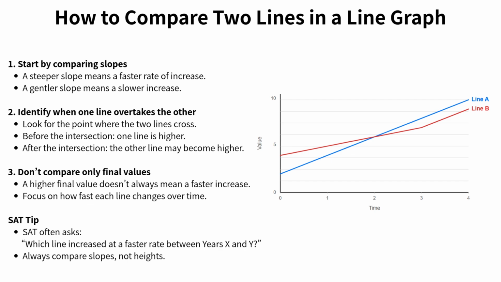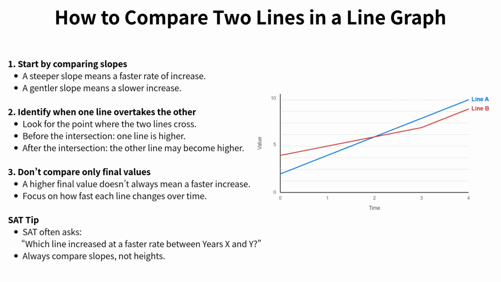That's why the two lines intersect around the middle of the graph. Before the intersection, line B has the higher value. But after the intersection, line A grows at a faster rate and eventually becomes higher. This highlights a key SAT idea. A line that ends higher is not always the one that grew faster. What really matters is how quickly the line rises within each interval.